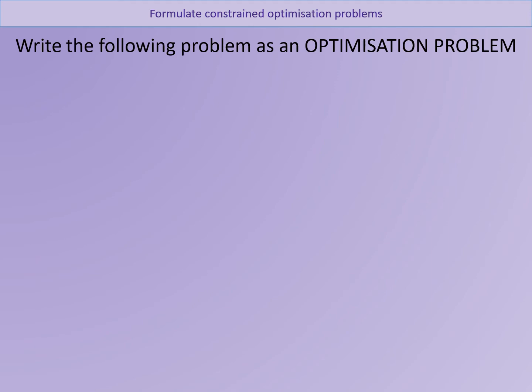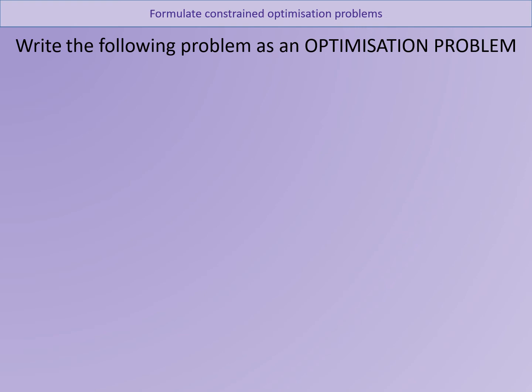Sometimes you'll be given a problem and asked to formulate it as an optimization problem. This means that you will first need to define the variables if they haven't already been defined in the question, then list the constraints in terms of the variables, and then write down the objective line, which is the thing that we're either trying to maximise or minimise.